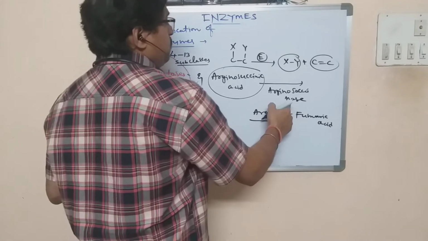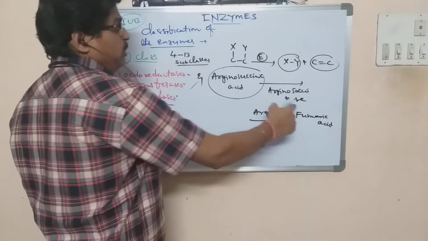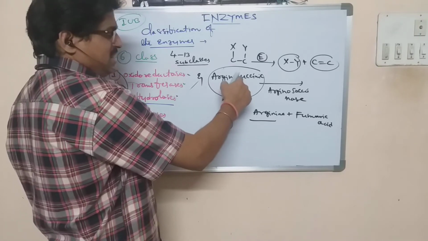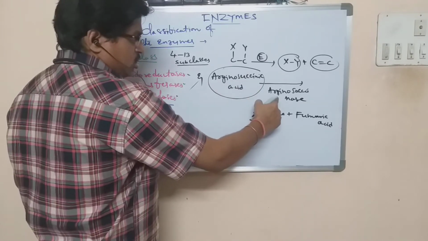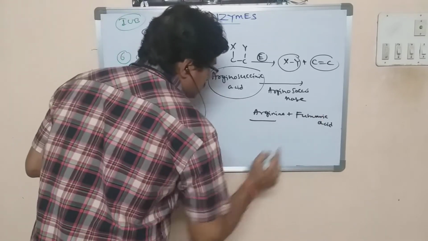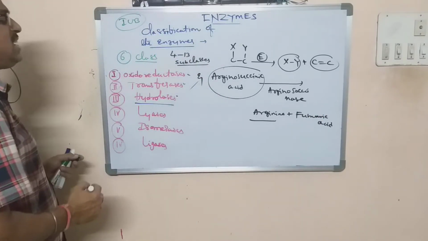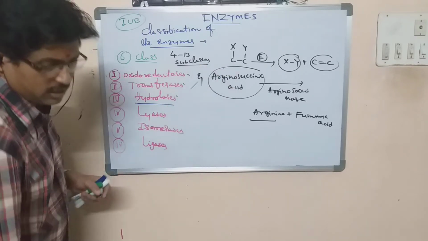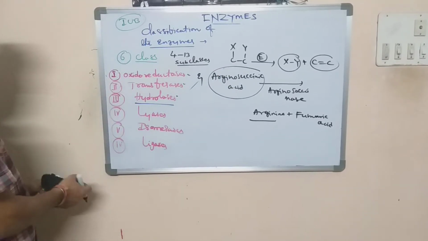This enzyme is breaking this one substance into two substance molecules. They are going to break the bonds in this. They act as a catalyst here, the arginosuccinase enzyme, converting arginosuccinic acid to arginine as well as fumaric acid. So these are lyases, meaning breakage. That's why we are calling them lyases in this manner.